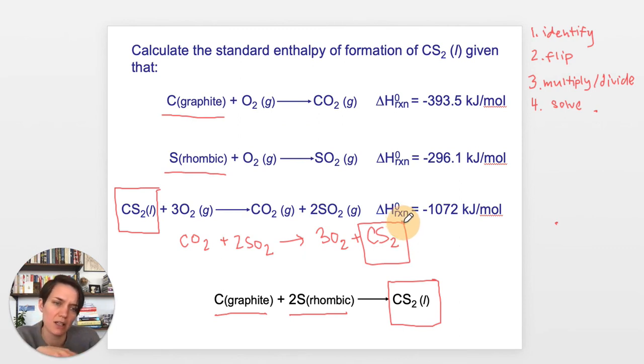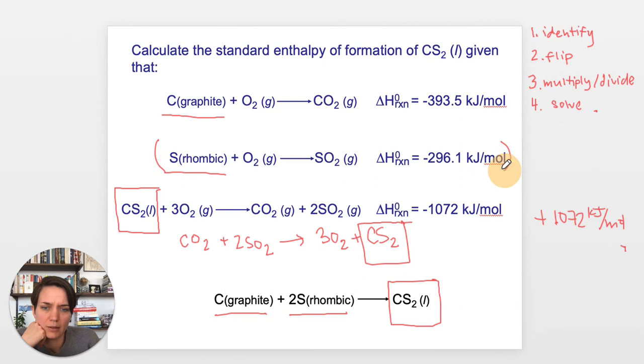I like to keep a tally of what I've done to my delta H's on the side here. Okay, so I know that that's how I'm using that equation. Next, I have my carbon graphite as a reactant. That's what I want. My rhombic sulfur is also a reactant. But notice I need 2 moles of my sulfur in order to get the reaction that I am looking for. So that means that I'm going to multiply everything here by 2.